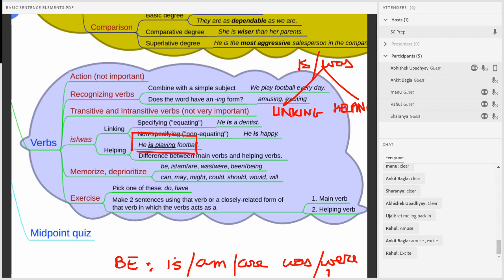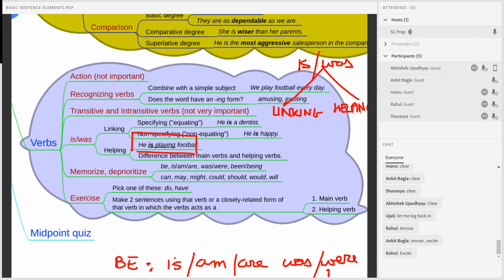That's one way to use is. The other way, and the only other way, to use is as something called a linking verb. So anytime you use is when it is not a helping verb, you are using it as a linking verb. When you use is as a linking verb, there are two possibilities. Either you are specifying something or you're not specifying something. The specifying one is important for us in parallelism. We will discuss this in that session.